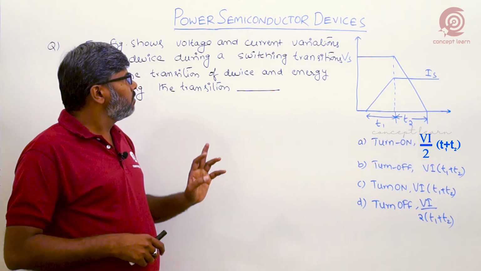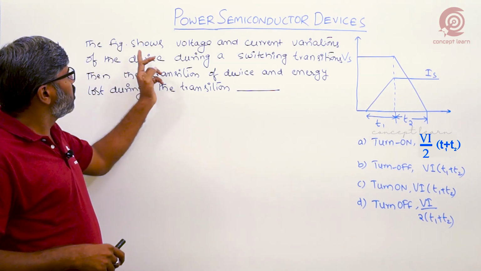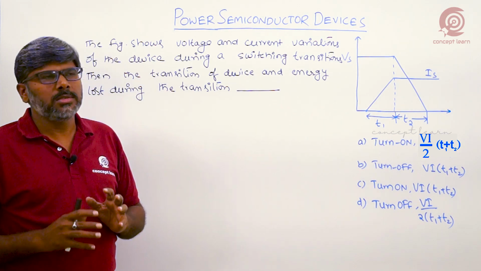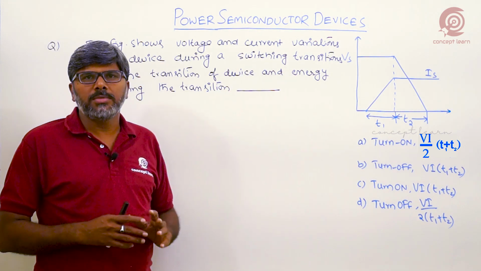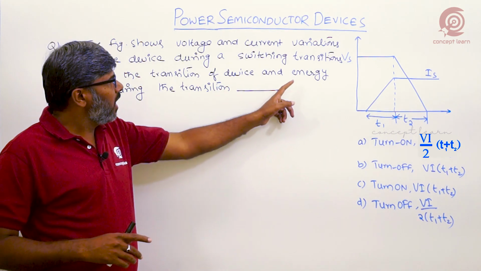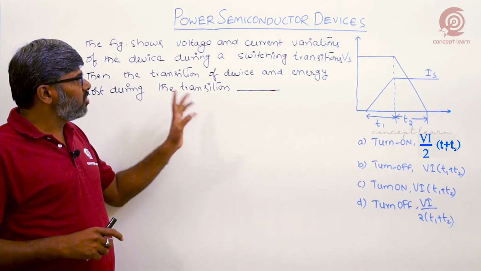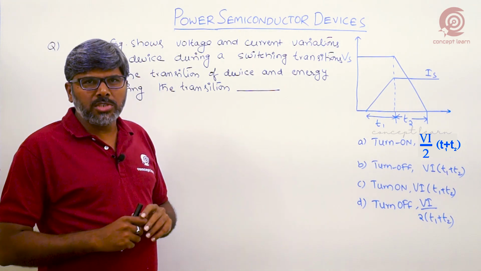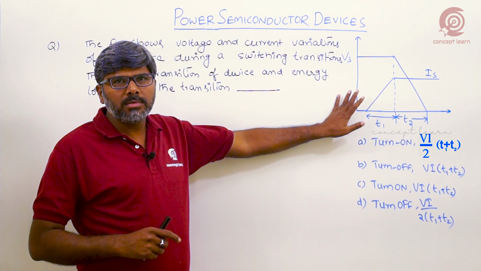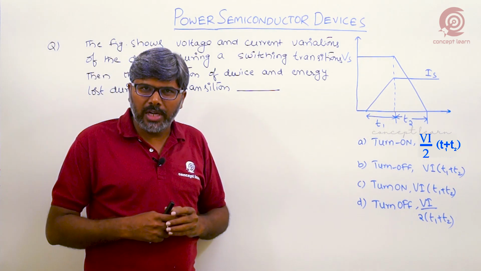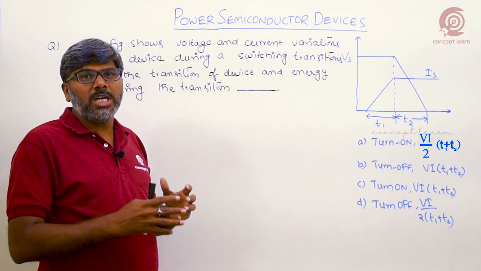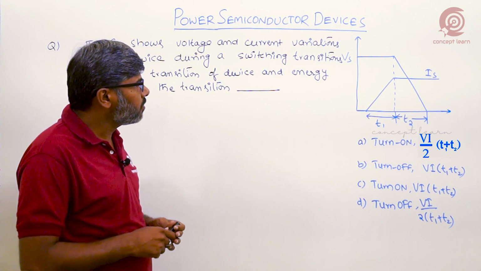This is the waveform given. The question is, the figure shows voltage and current variations of the device during a switching transition. Then the transition of the device and energy lost during the transition of dash. The options are given, these are the options. So the given waveform is the variation of voltage and current of the given device. Let me see what type of transition it is, then what is the energy lost during that switching transition.